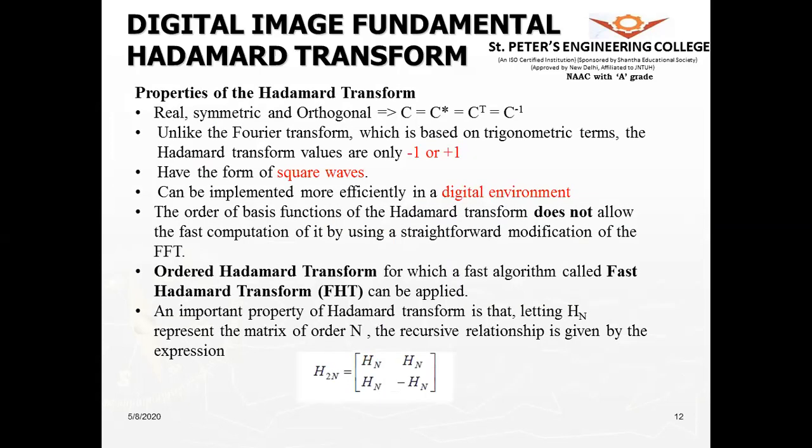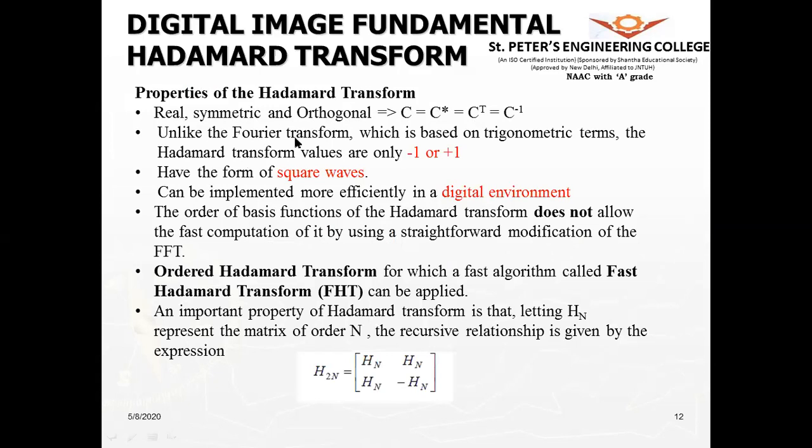So what are the properties of the Hadamard transform? It is real, symmetric and orthogonal. Real means, if a matrix is represented in matrix form as C, then C is equal to C conjugate. Symmetric means C conjugate is equal to C transpose. And orthogonal means C transpose is equal to C inverse.